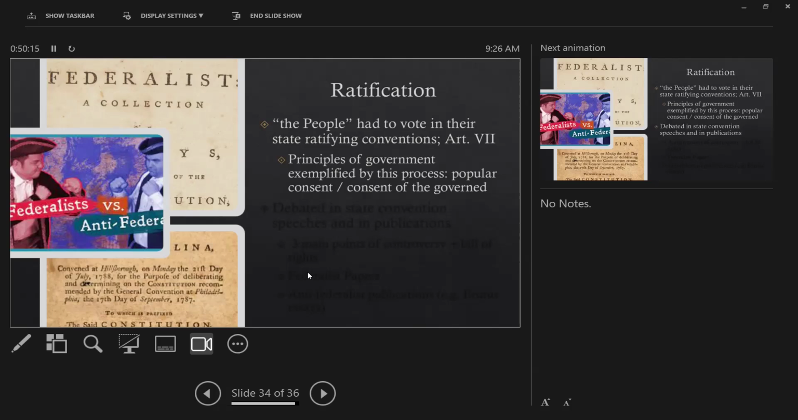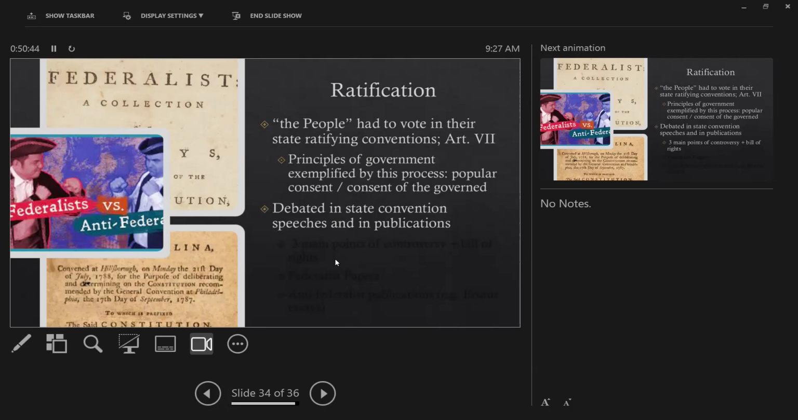So please keep that in your mind, keep that separate. We're not going back to state legislatures. We're going directly to the individual citizens of each state and having them look at the Constitution and decide whether to give it their approval or not. And they're following this process from Article 7 of the Constitution. This is popular consent. The people are giving their consent to the national government.